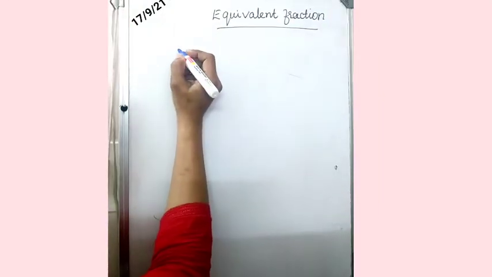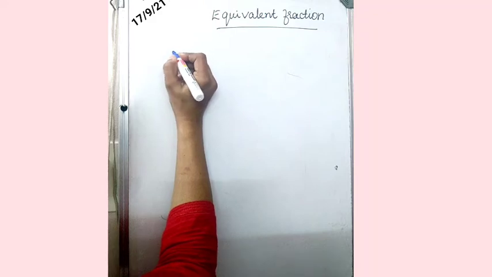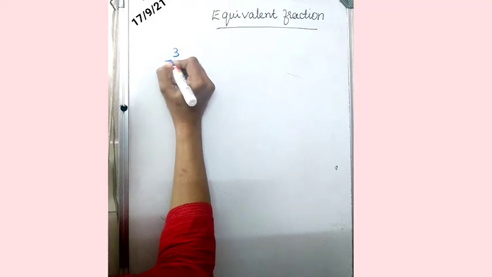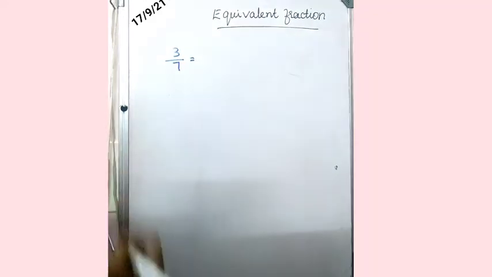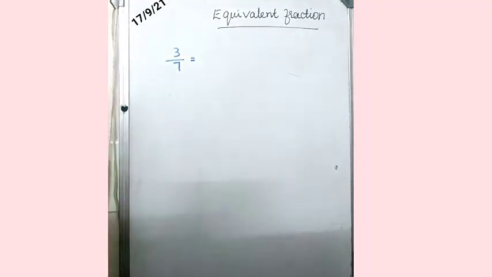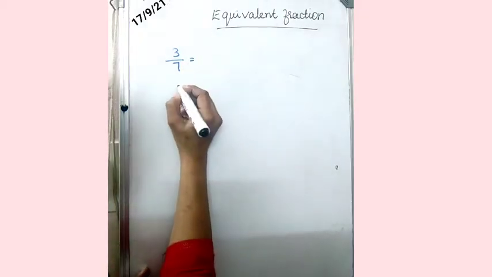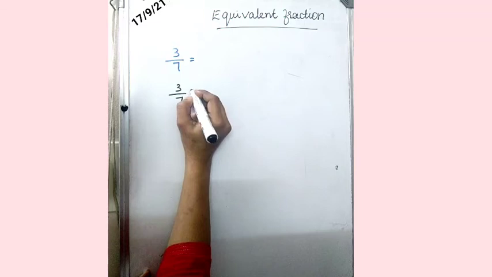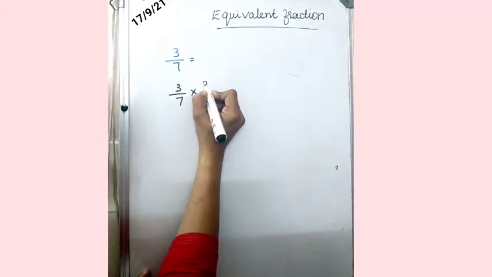Look here. Your question is: find the equivalent fractions of 3 by 7. What do you have to do? To find the equivalent fraction, you have to multiply the numerator and denominator with the same number. How will you find it? First of all, write down 3 by 7, numerator and denominator.